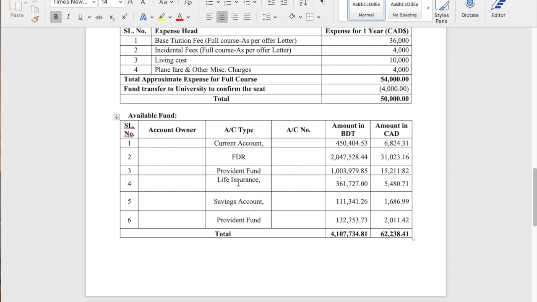These all things you can collect from, like, for current account, I collected my bank statement, and in there, there was a solvency letter which mentioned the BDT amount of the statement as well as the Canadian dollar amount of that statement. Same goes for all the letters.